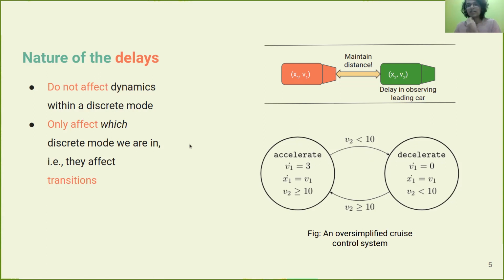Now this highlights a very important point about the nature of the delays. It is that the delays in the observation do not affect the dynamics within a discrete location. That is, if you see within the dynamics of each discrete location, it only describes the dynamics of the orange car.